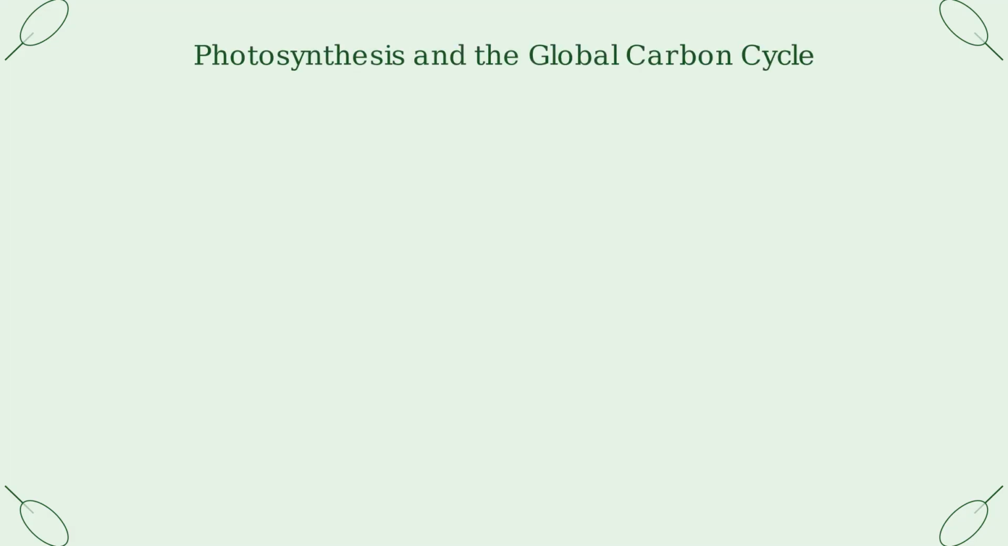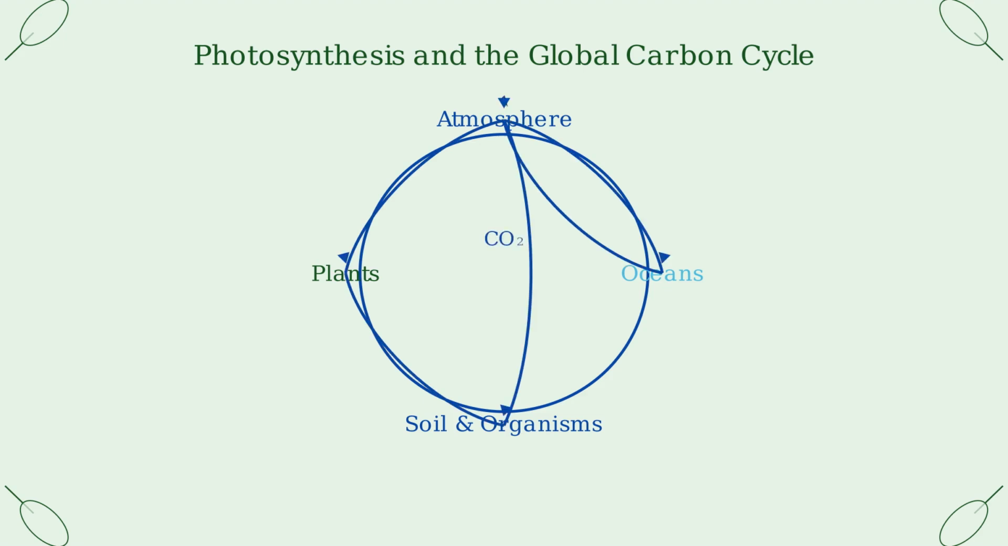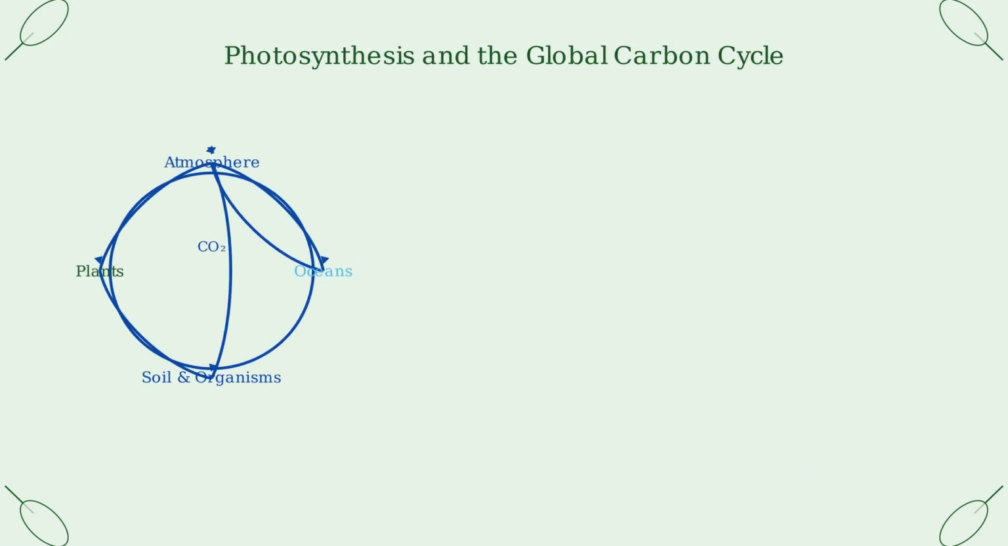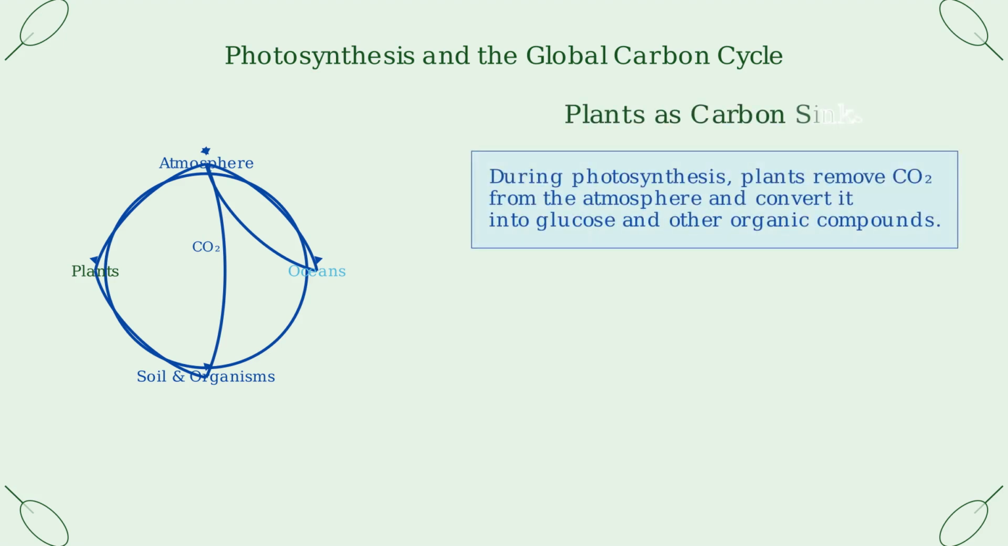Photosynthesis plays a crucial role in the global carbon cycle. The carbon cycle describes the movement of carbon between the atmosphere, oceans, soil, and living organisms. Plants are essential components of this cycle, acting as carbon sinks by absorbing carbon dioxide from the atmosphere during photosynthesis. This carbon is then converted into glucose and stored in plant tissues, effectively removing it from the atmosphere.